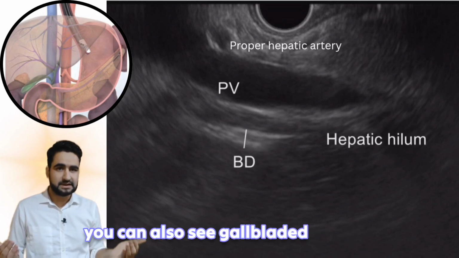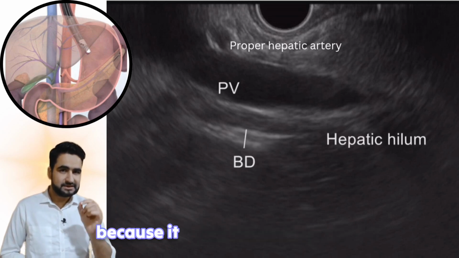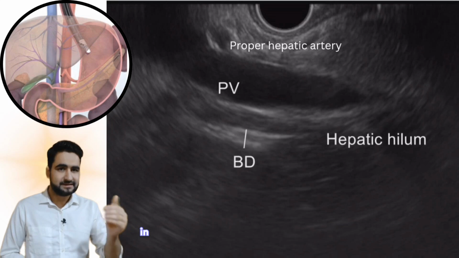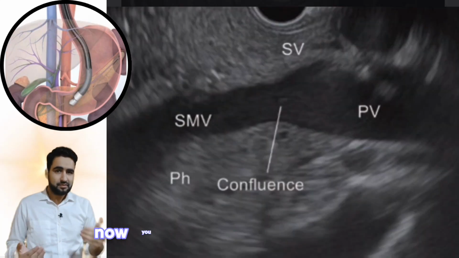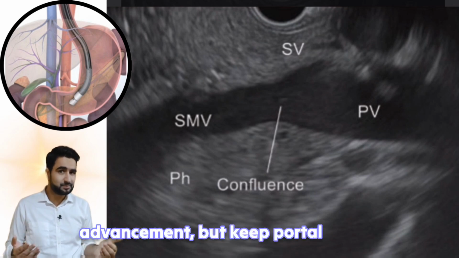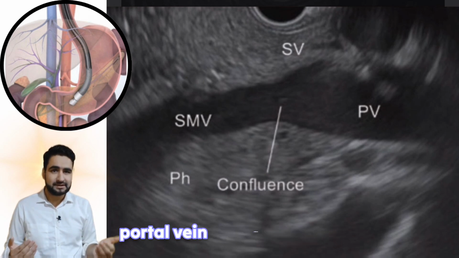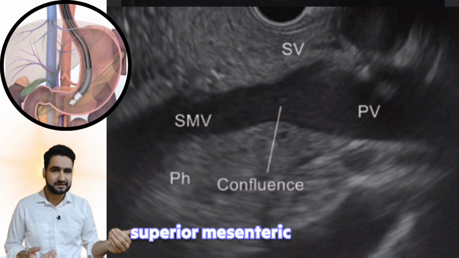You can also see gallbladder shadow as the inferior most structure because it is on the extreme right in relation to the probe. Now you will keep same clockwise torque with gentle distal advancement, but keep portal vein in your range of view till you see portal vein contiguous with superior mesenteric vein.